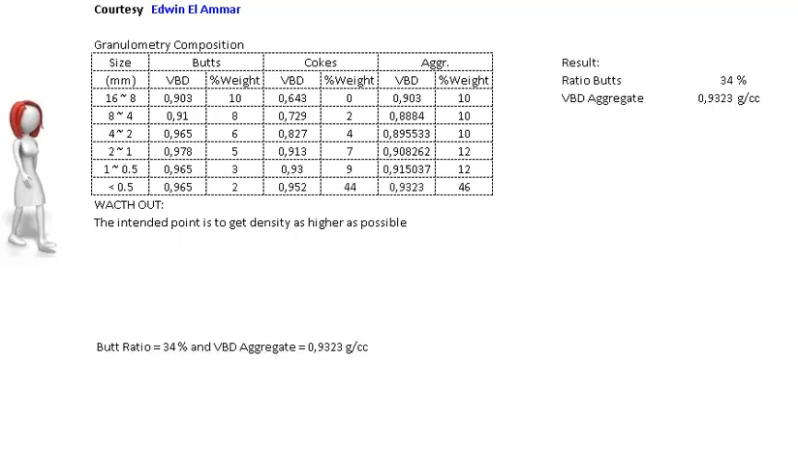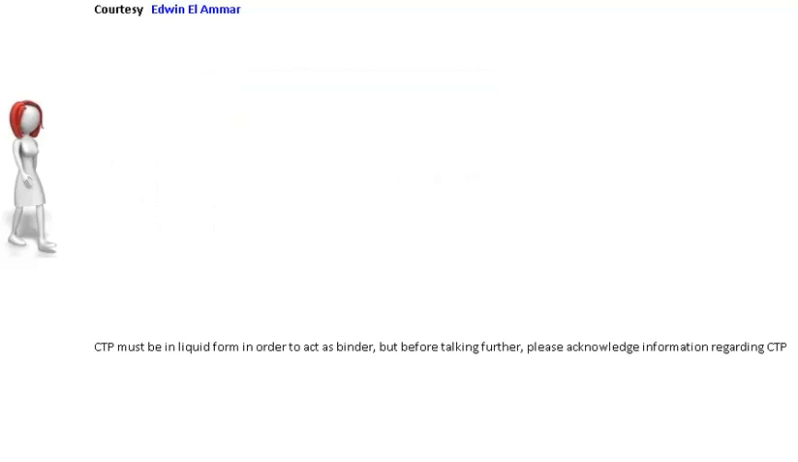But the ratio equals 34% and VBD aggregate equals 0.9323 g/cc. CDP must be in liquid form in order to act as binder, but before talking further, please acknowledge information regarding CDP.